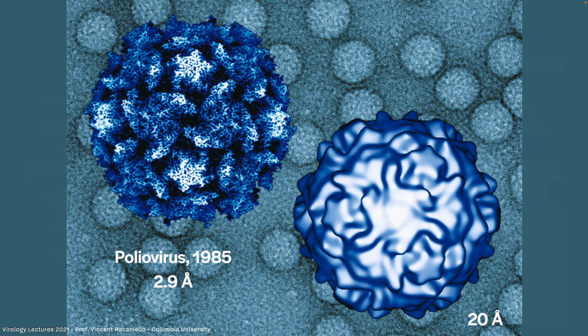For example, you can see here, there's a star, right? A 5-pointed star. We're going to learn about that in a moment. That's what we call the 5-fold axis of symmetry of the particle. And here's a 3-fold axis right here. So you can see features.